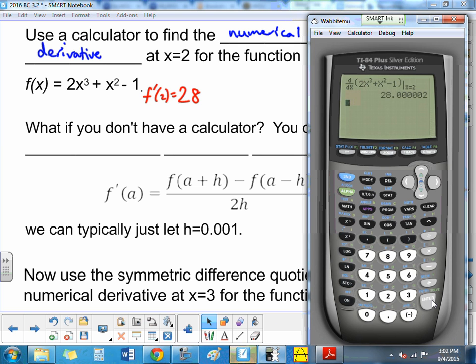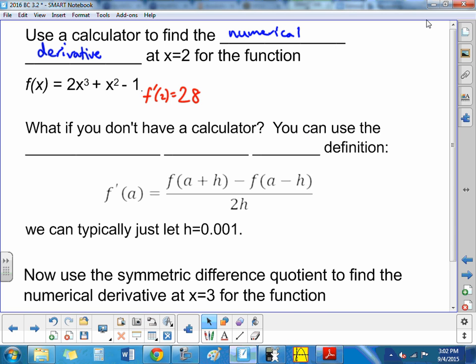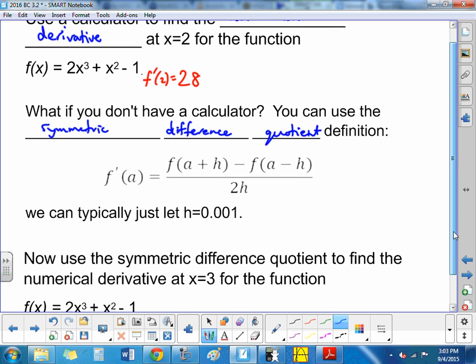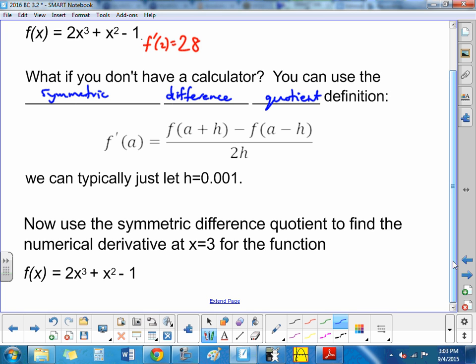Okay, what if you don't have a calculator? Or I should say, what if you don't have a calculator with a numerical derivative feature? You can still use this thing, which is called the symmetric difference quotient definition of a derivative. It's a little different from the limit as h goes to 0 of f of x plus h minus f of x all over h. It's also a little different from f of x minus f of a all over x minus a, where the limit goes from x to a. Those were two previous definitions. This is kind of a third definition of derivative. And we can actually use it pretty much on any calculator to come up with a derivative.